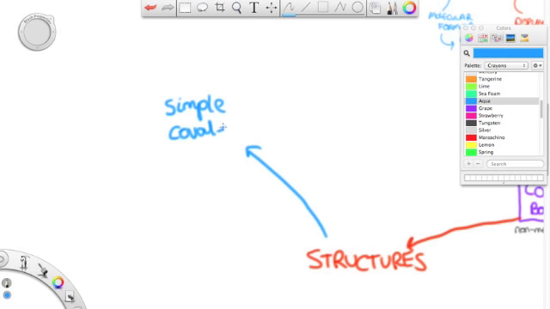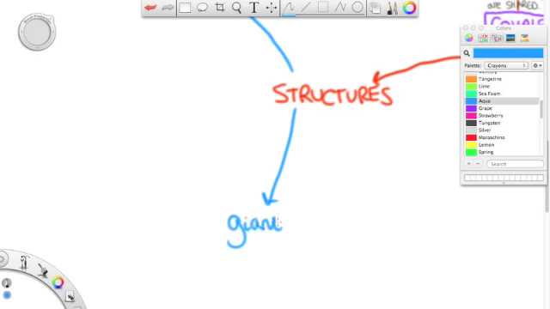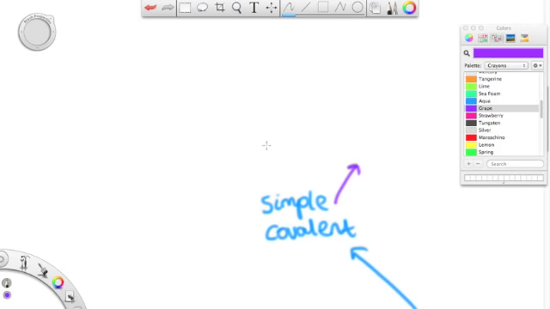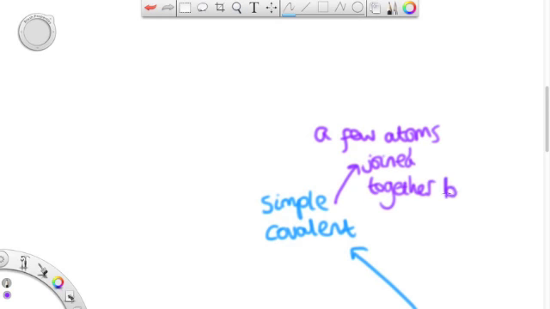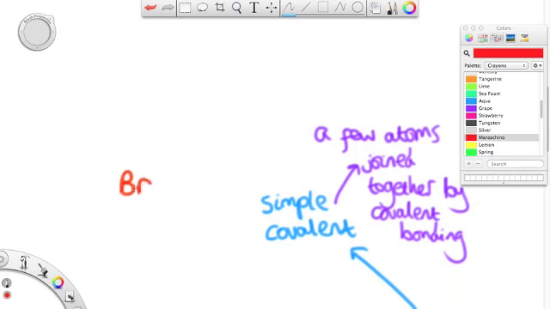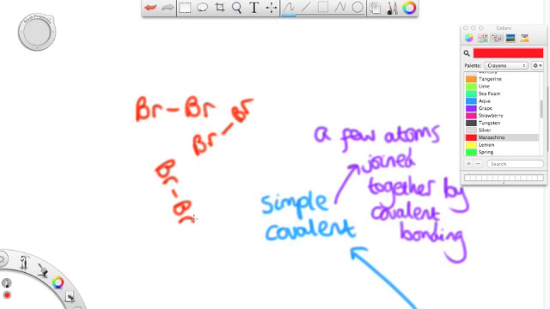We've got both simple covalent bonding and giant covalent bonding. So first of all, let's look at simple covalent bonding. And this involves a few atoms joined together, not large structures but quite small structures, and they're joined together by covalent bonds. So if I show you bromine, bromine has 7 electrons in the outside shell, so a dot and cross diagram would show you that they have to both share 1 each to gain a full shell. But the displayed formula, to be simple, could just be bromine, single bond, bromine.